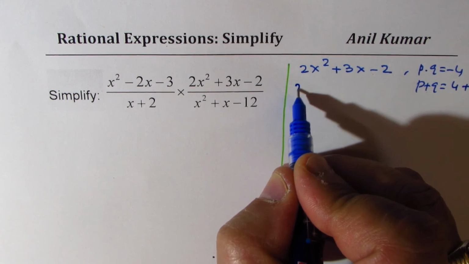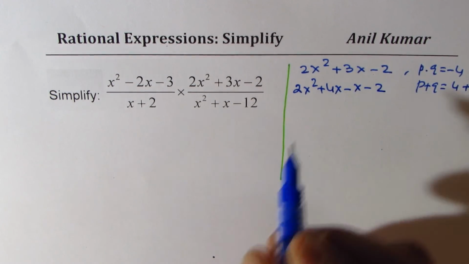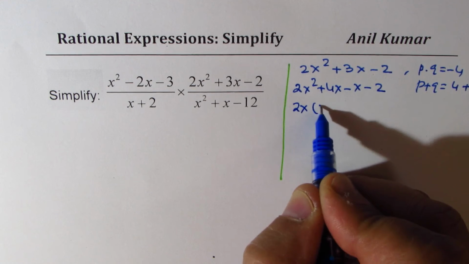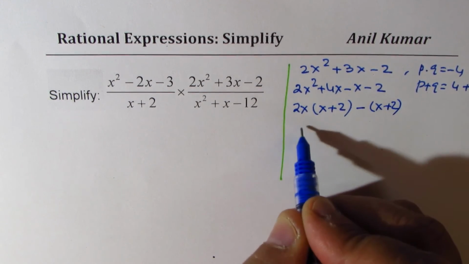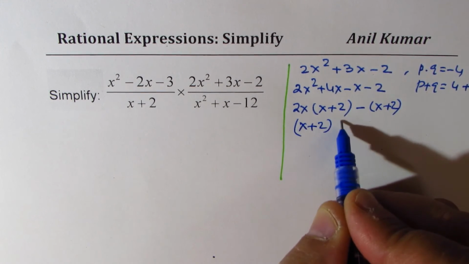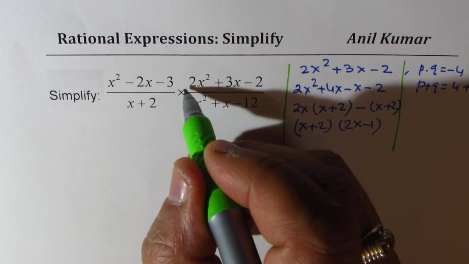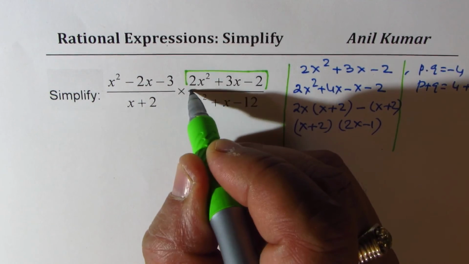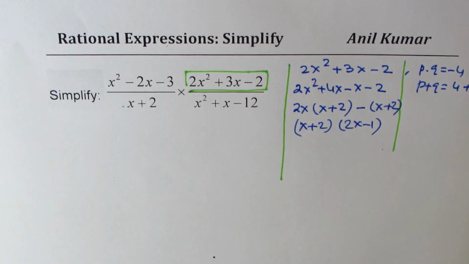So we could write this as 2x squared plus 4x minus x minus 2. Now 2x is common, so we get x plus 2 here. Minus is common, x plus 2. Now x plus 2 is common, so we get 2x minus 1. So that is how we could factor this particular term. Is that clear? Others are with a coefficient of 1, so that is easy. We could go for them as we move.